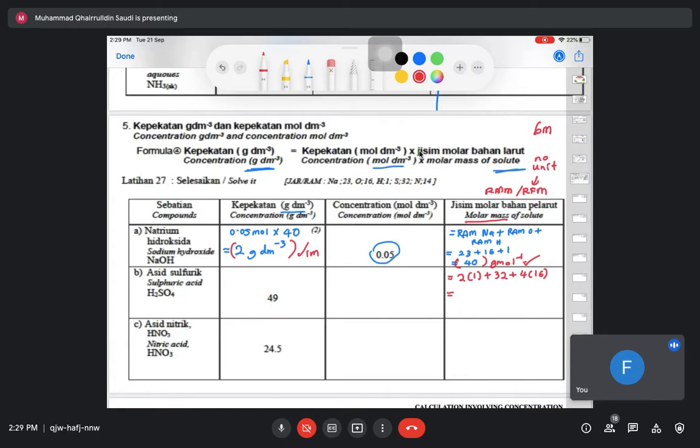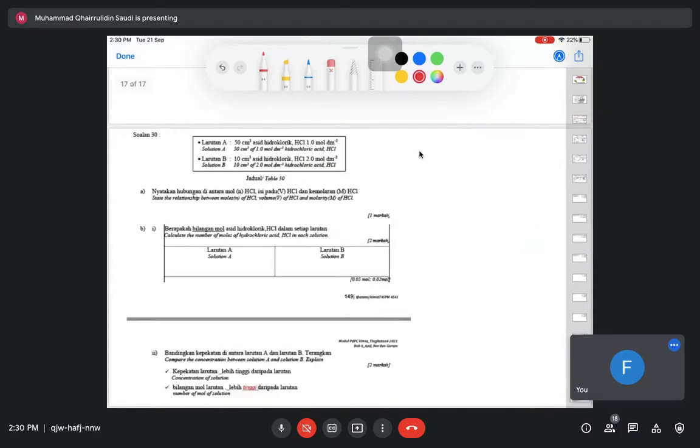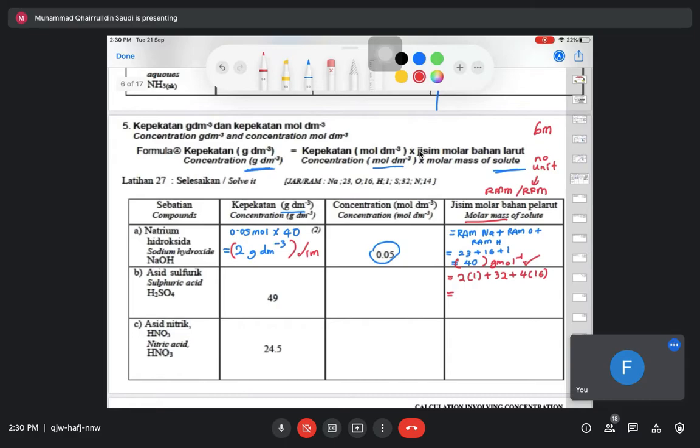Kenapa 2 darab dengan 1, kenapa 4 darab dalam 16. I hope everyone already understands what I'm doing. Kalau tak faham, please ask. So the total will be 98 gram per mole. So this will be 1 mark.